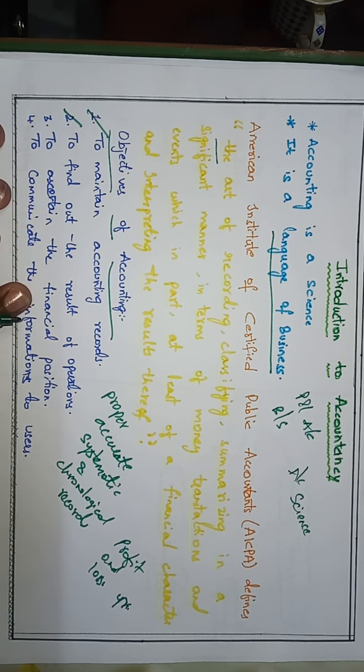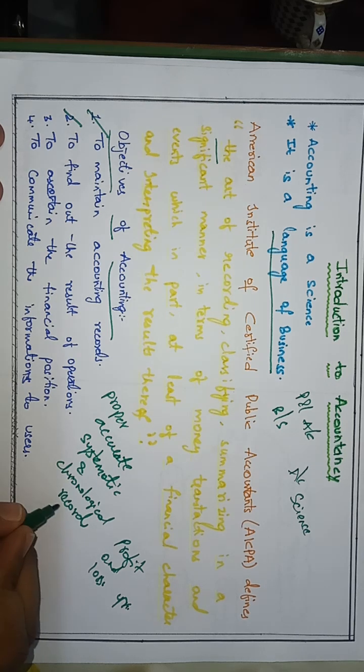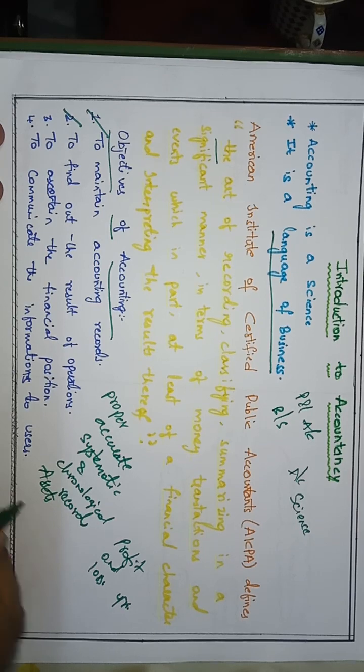Next, to ascertain the financial position. What is the financial position of the business? What do you mean by the financial position of the business? There are basically two terminologies used in accountancy. The first one is assets. Assets means nothing but properties.